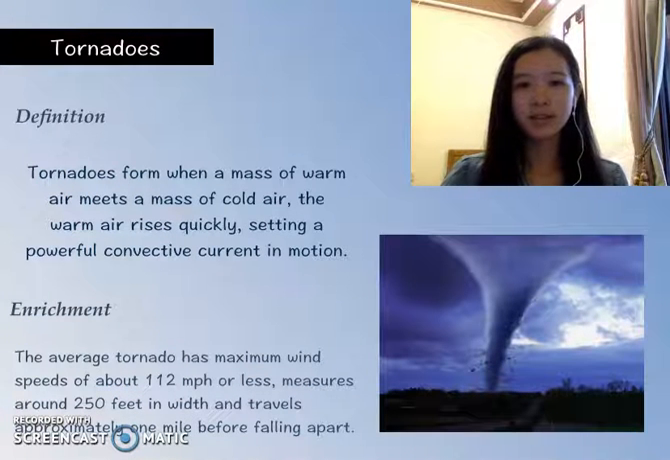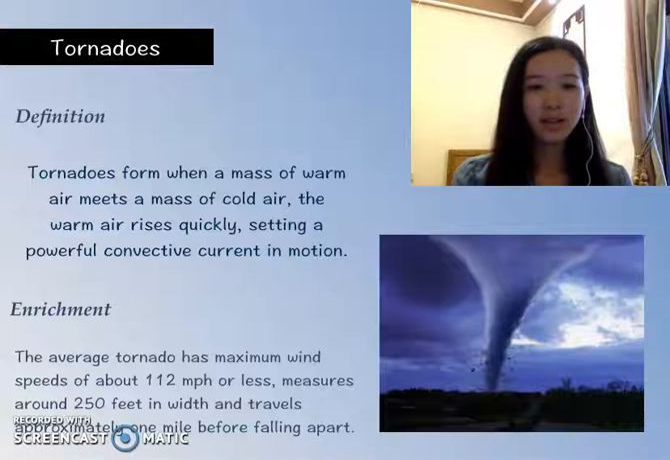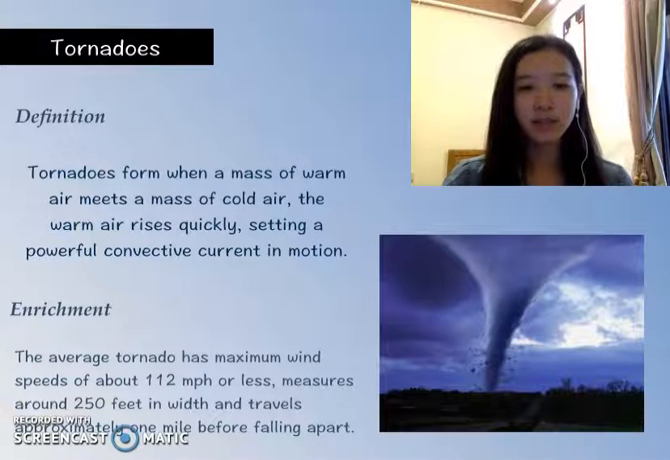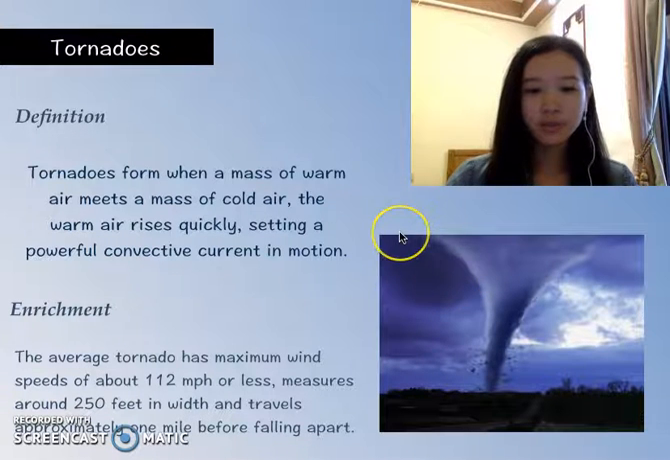Now let's look at the last topic of the video, which is tornadoes. Tornadoes form when a mass of warm air meets a mass of cold air. The warm air rises quickly, setting a powerful convective current in motion. So this picture is an example of a tornado.